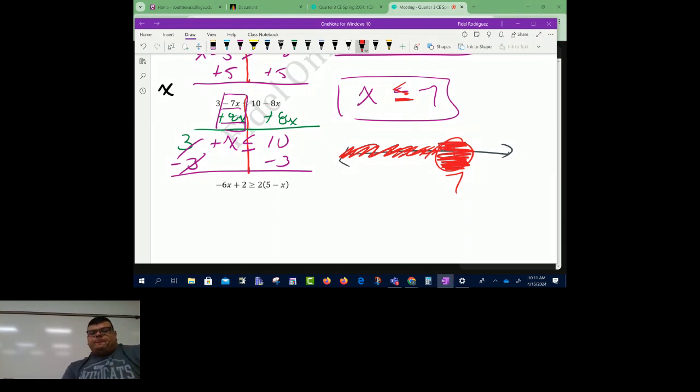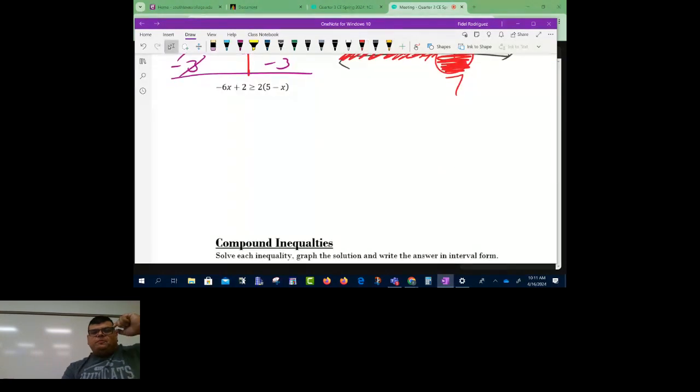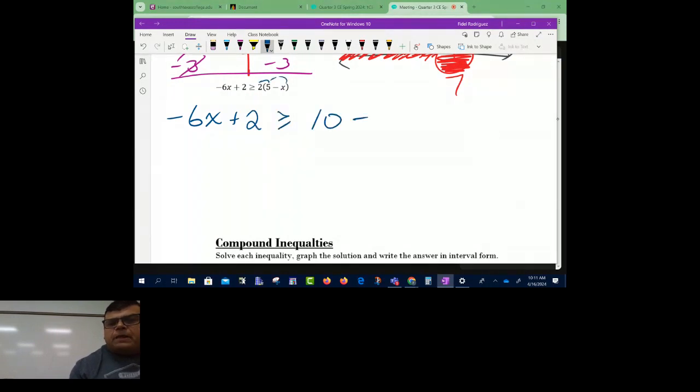All right, y'all, let me scroll down just a little bit more because we got a few more of these to do. Same sort of process, right? So look, negative 6x plus 2 is greater than, y'all, I'm going to go ahead and multiply that 2 there. So that's 10 minus 2x.